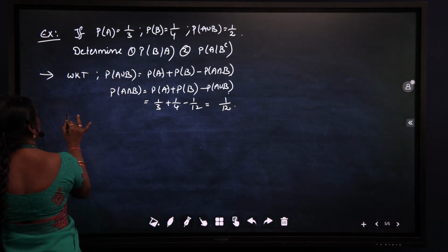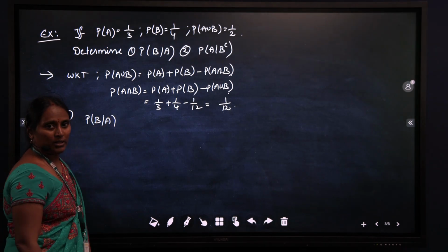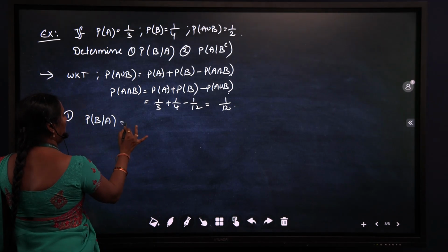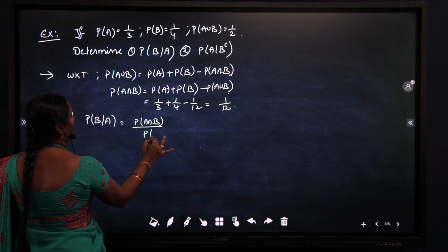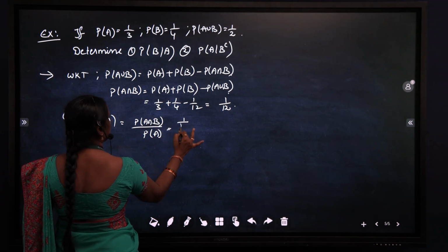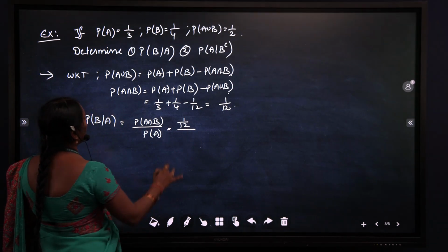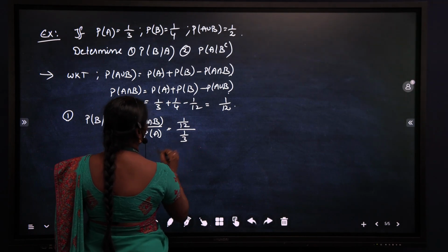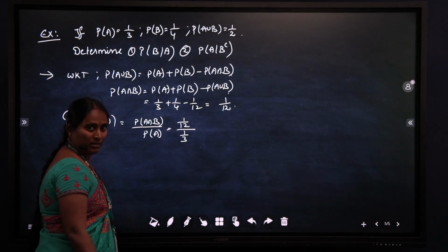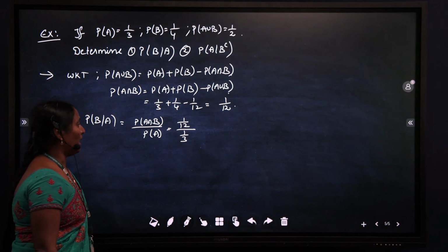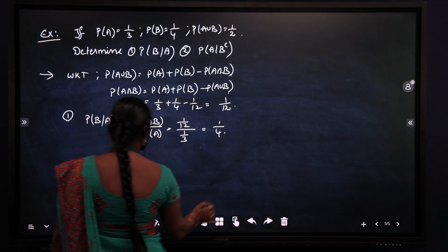Now, what is our first question? The first question is P of B given A. The formula is P of A intersection B by P of A. The value of P of A intersection B is 1 by 12, and the value of P of A is 1 by 3. So it is 1 by 12 divided by 1 by 3. The reciprocal, the numerator becomes the denominator, so it is 1 by 12 into 3 by 1. The value is equal to 1 by 4.